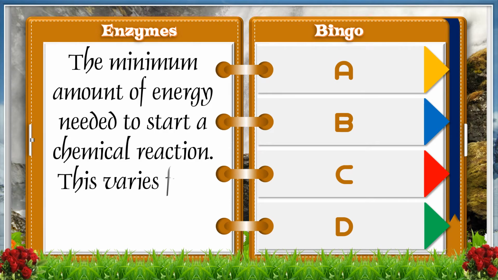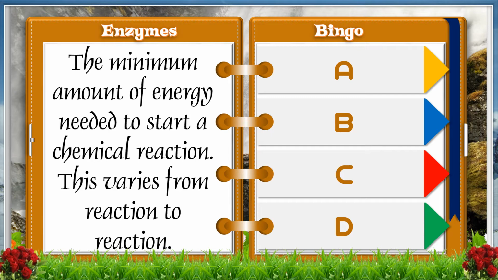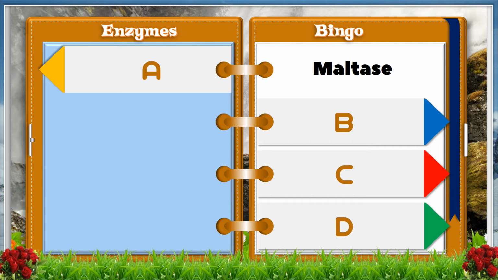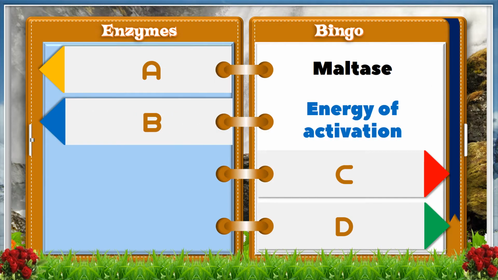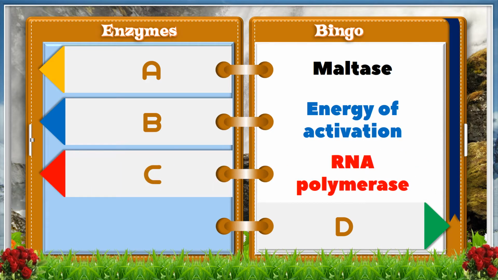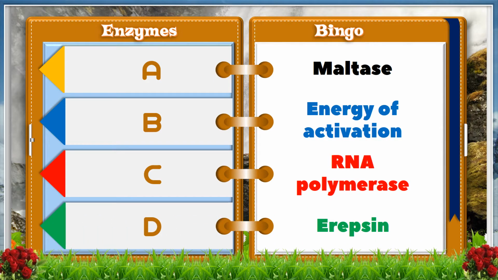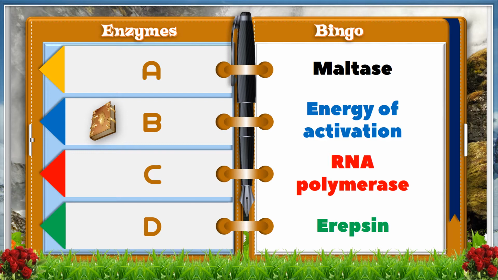The minimum amount of energy needed to start a chemical reaction. This varies from reaction to reaction. A. Maltase. B. Energy of activation. C. RNA polymerase. D. Erepsin. And the answer is B. Energy of activation.